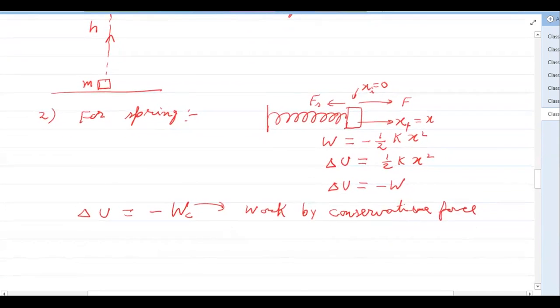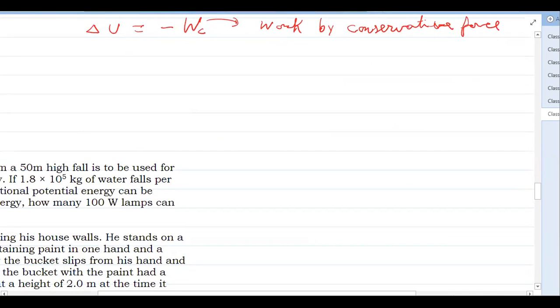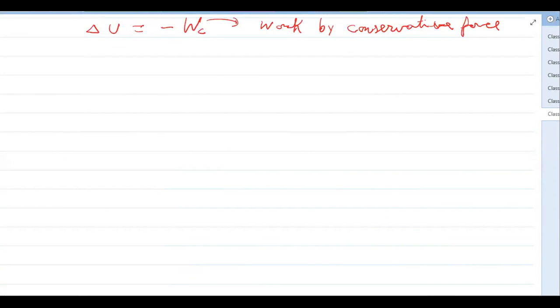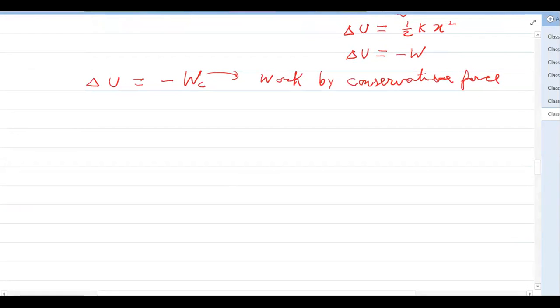Next, I can write it as, since work done we define as force dot displacement. So we can write it like this. Integration of conservative force dot displacement, with a negative sign, gives the change of potential energy. So we can use this relation to find potential energy.